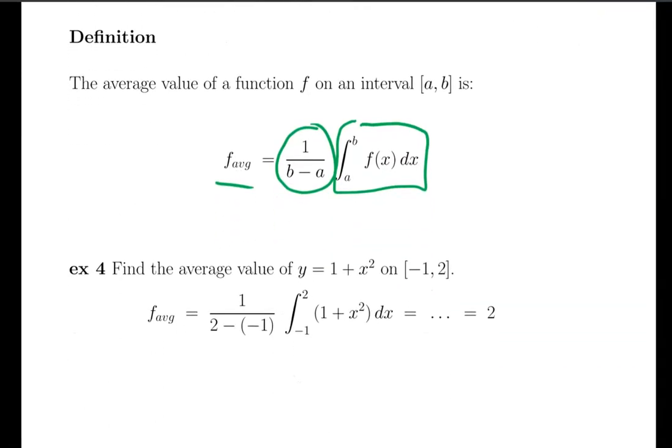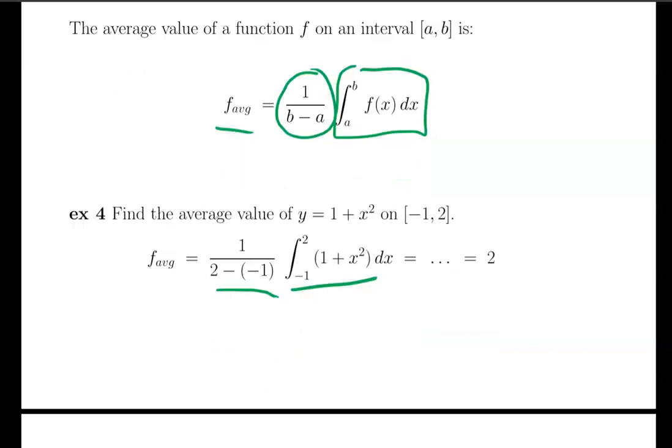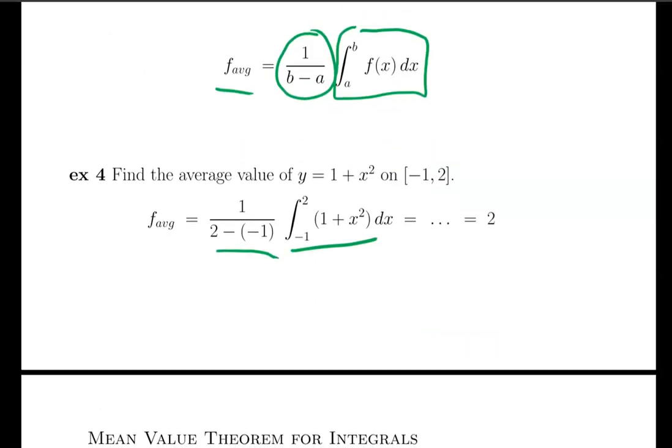So if I want to find the average value of y equals 1 plus x squared on this interval, I simply integrate it on the interval and then divide by 3, 3 being the length of the interval, which gives me 2, which really means what exactly?